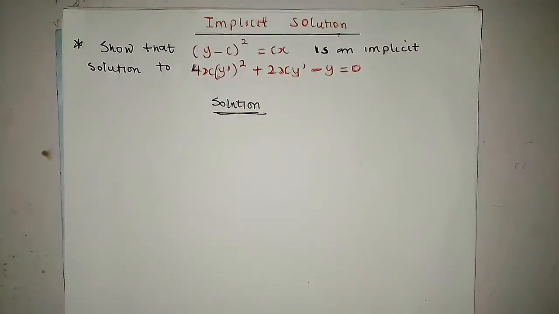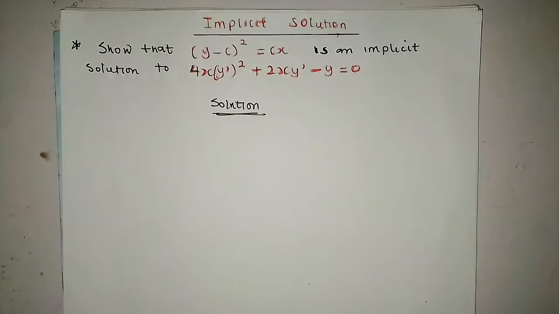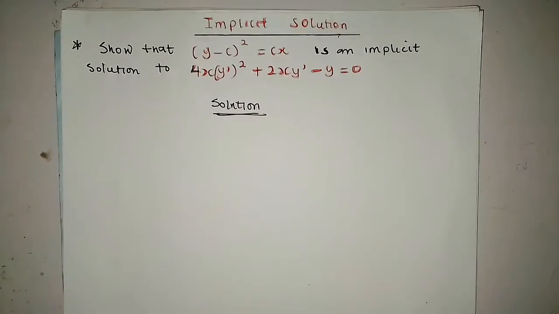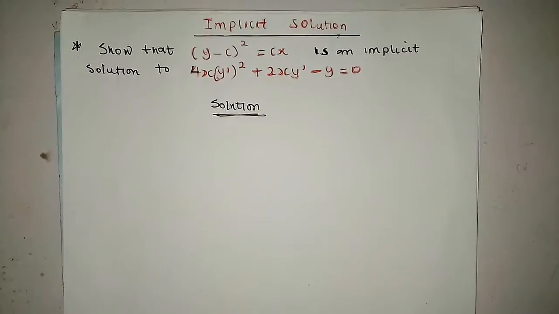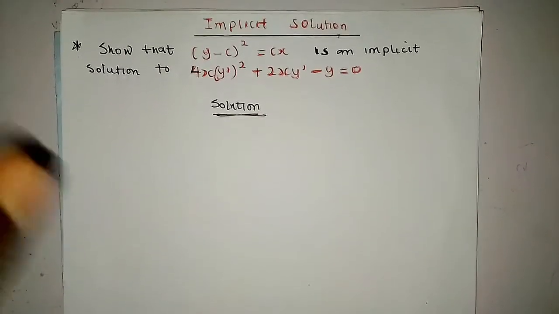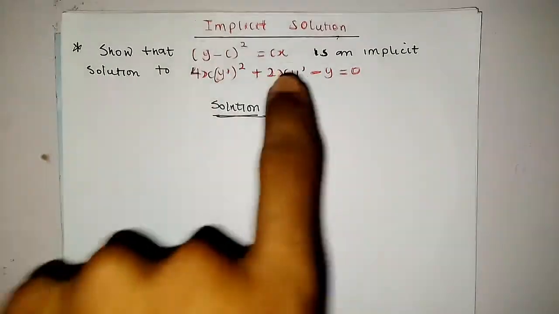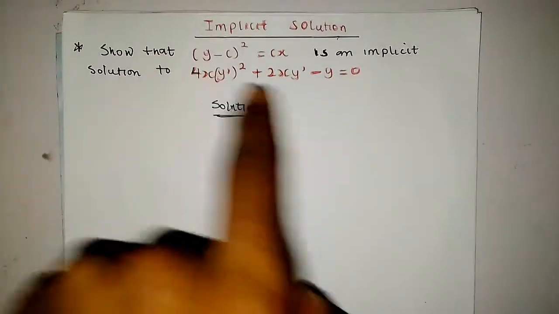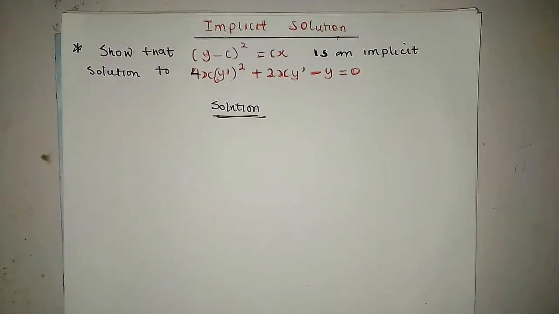Thank you very much. So today we are going to be looking at implicit solutions to differential equations. Here we have a simple question: show that (y − c)² = cx is an implicit solution to 4x(y′)² + 2x y′ − y = 0. To go about the solution, we are going to evaluate this expression implicitly to show that it is equal to 0. So how do we do that? Solution.